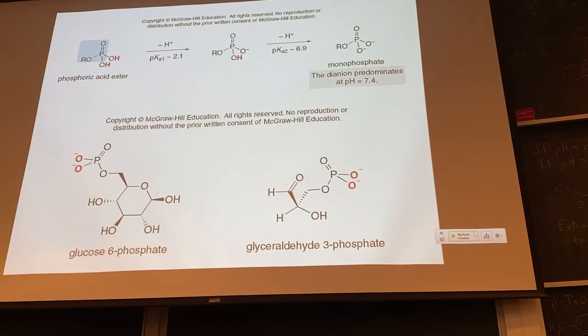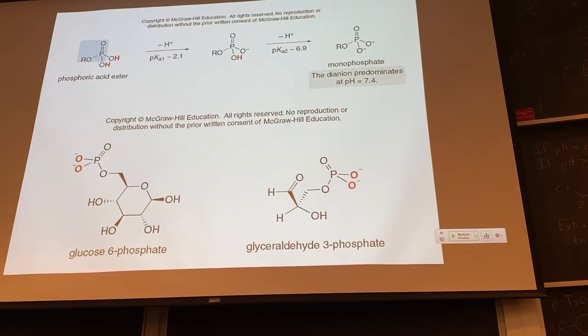So according to the Henderson-Hasselbalch equation, we know that the dianion would be the major species of phosphoric acid esters, and that's why they're drawn typically as the dianions, because that's the major component that we would have in solution. Okay?